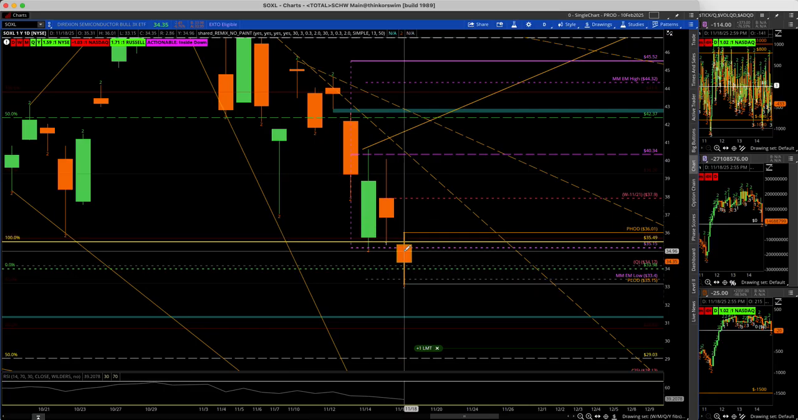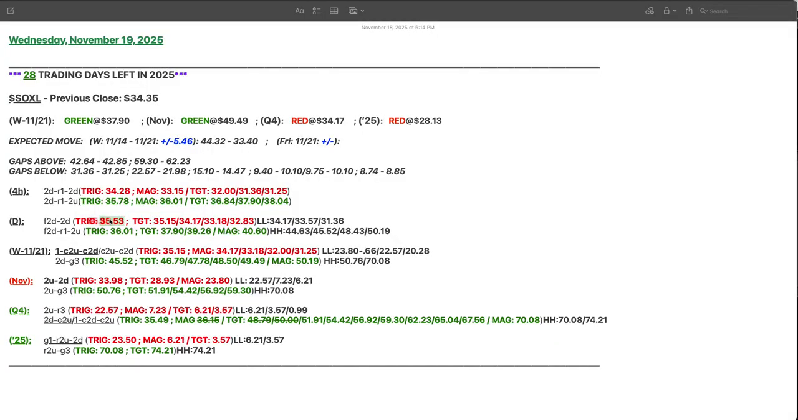Oh yeah, 33.15. I don't know what's going on with my notes today, but 33.15 is our trigger to the downside, and that's what it was. I must have mistaken that. Anyways, further trigger targets to the downside: if we go below Tuesday's low at 33.15, our extended targets are 34.17, 33.18, and 32.83. Wow. Am I right, notes from the right day? Yeah, November 19th. I apologize. I don't know what I did with those downside targets on the day.